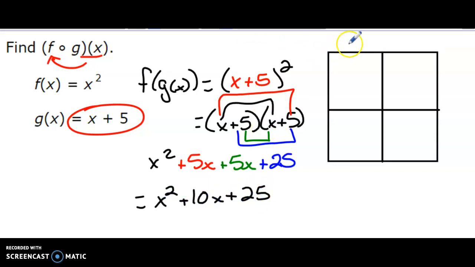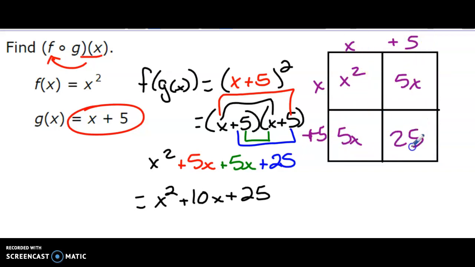I could use my box method instead of my FOIL method. I will still come up with the same answer. x times x is x squared, 5x here. x times 5 is 5x, 5 times 5 is 25. And I get the same thing that I got when I used my FOIL method.